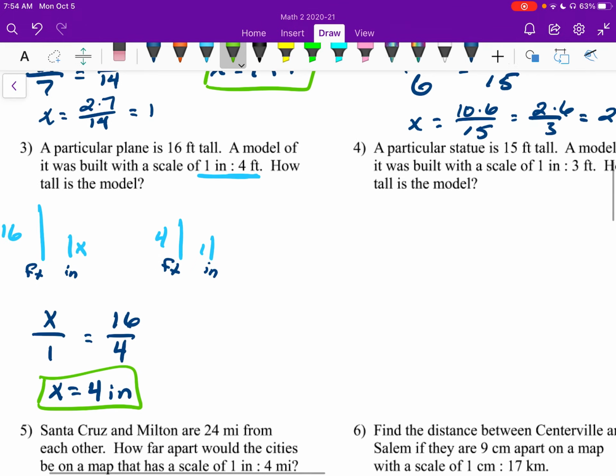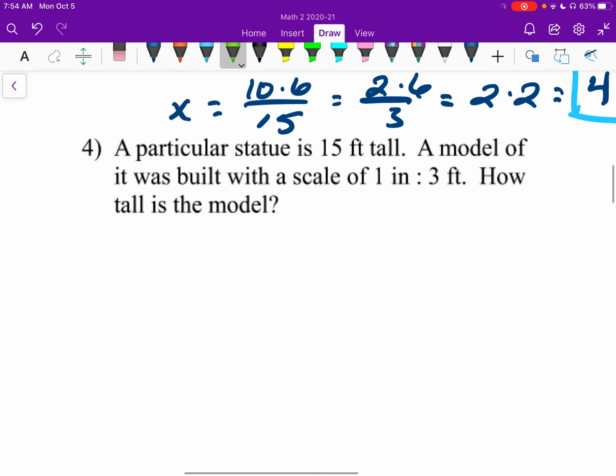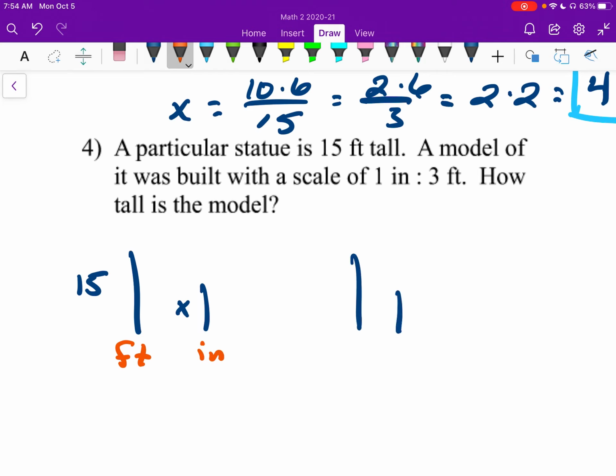All right, let's do another one of these. A statue is 15 feet tall. So here's our statue, 15, and this is feet. A model was built at a scale of 1 inch to 3 feet. So we've got a model here. It's x, and it is listed in inches. And then our scale factor goes over here. We have, again, feet and inches. It is 3 feet to 1 inch.